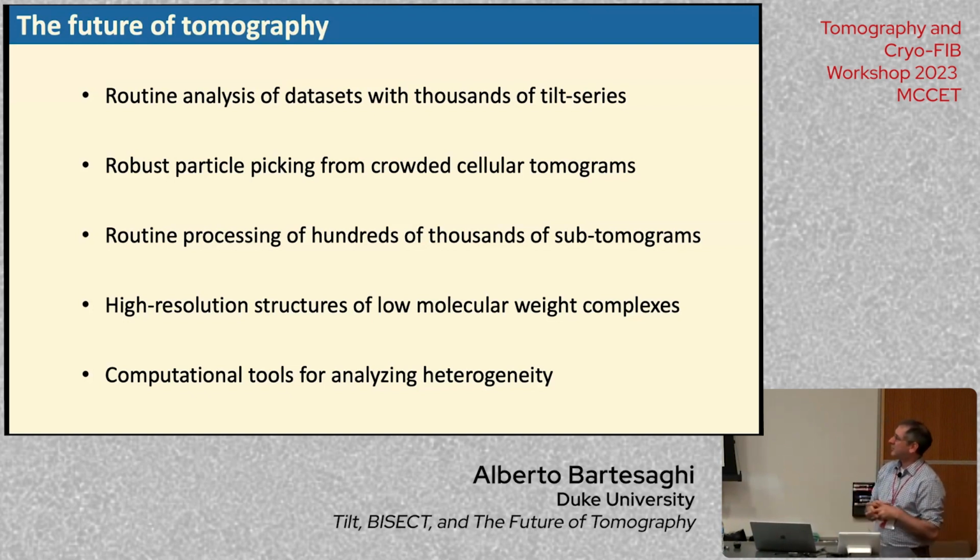Then we will need to get to high resolution on smaller proteins, proteins of low molecular weight, not just ribosomes and apoferritin or HIV GAG, but also other proteins. We'll need to get high resolution on those. And if we have enough data and we have all these tools, we should be able to get there. And then last but not least, we'll need powerful tools for analyzing heterogeneity in situ on very large data sets.